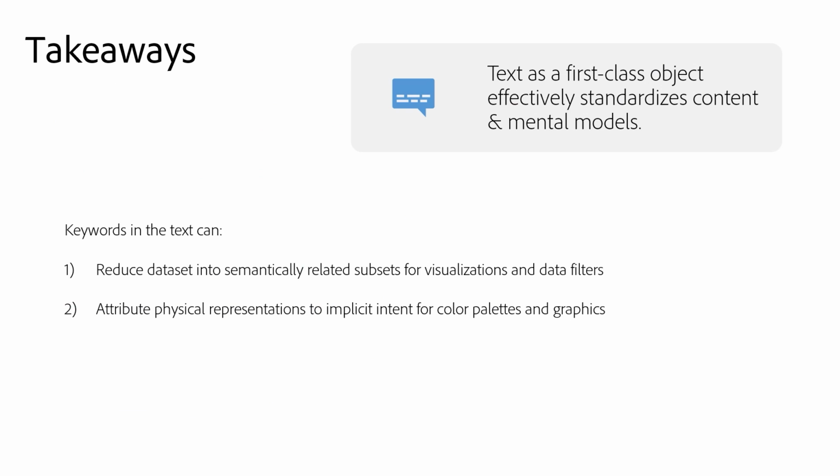Overall, from both the think-alouds and post-authoring interviews, we also found that sourcing everything from text can help standardize visual content and user mental models. Specifically, the text can help find what dataset parts are most relevant, leading to similar outcomes for graphs and data filters, as well as suggest potential physical representations of message intent for images and colors.